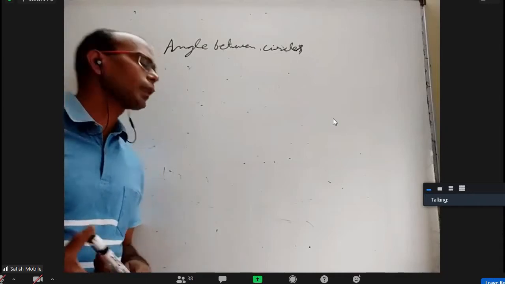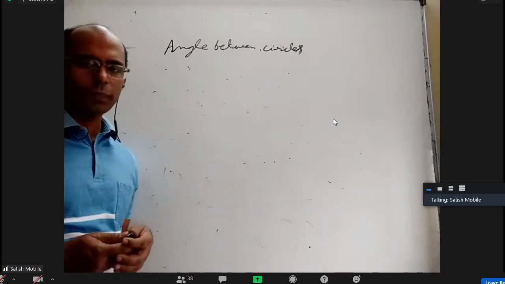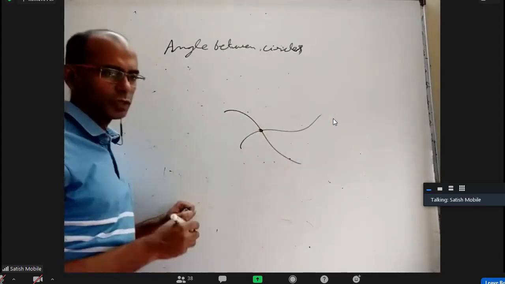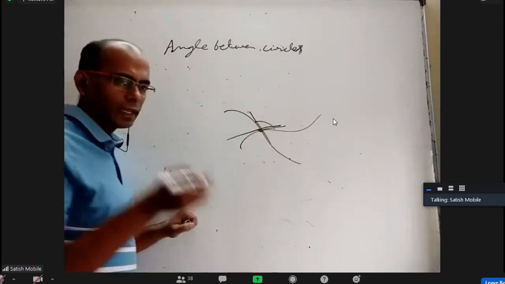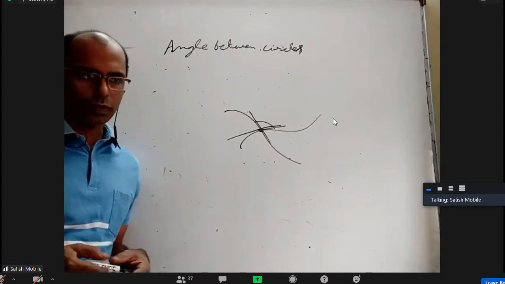Okay, what is angle between the circles? Like we studied in first year chapter, tangents and normals. Whenever two curves are intersecting, at the point of intersection, you draw a tangent to the first curve and draw a tangent to the second curve. The angle between those two tangents is defined as angle between the curves, right?